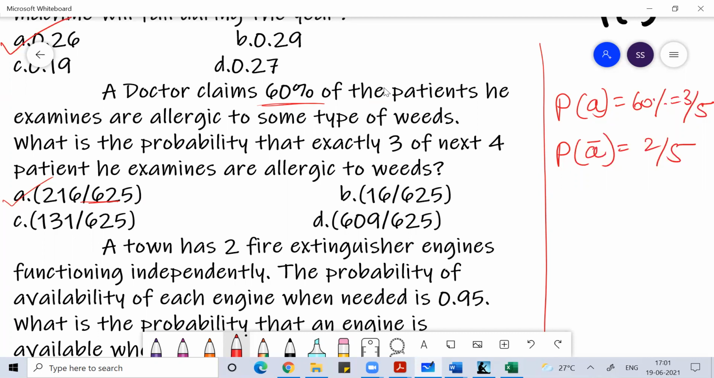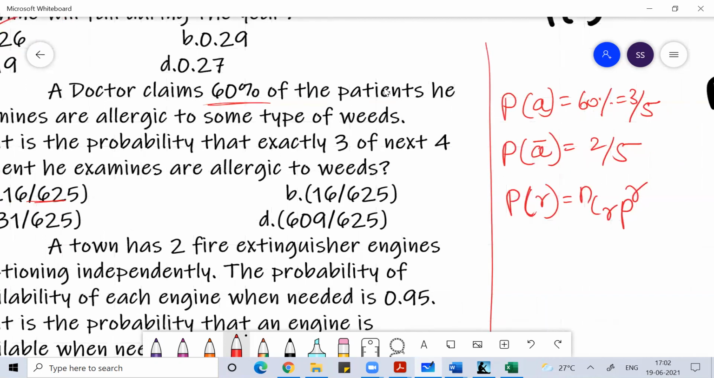Then what is the probability that exactly three of the next four patients he examines are allergic to weed? So you know the formula, nCr p to the power r q to the power n minus r. You can do it with this. What they're asking is that exactly three of the next four patients are allergic to weed. So it means three should be allergic and one should be non-allergic.